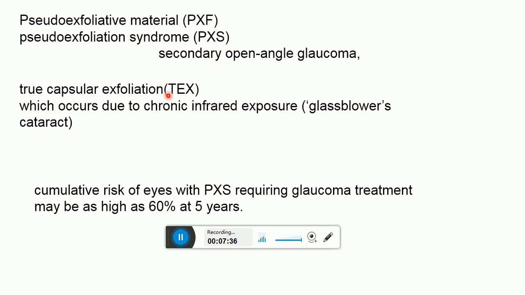Incidence of pseudoexfoliation glaucoma at diagnosis of pseudoexfoliation syndrome is 15 to 30%. The cumulative risk of eyes with pseudoexfoliation syndrome requiring glaucoma treatment may be as high as 60% at 5 years. It should be distinguished from true capsular exfoliation, which occurs secondary to chronic infrared exposure, glass blower cataract.